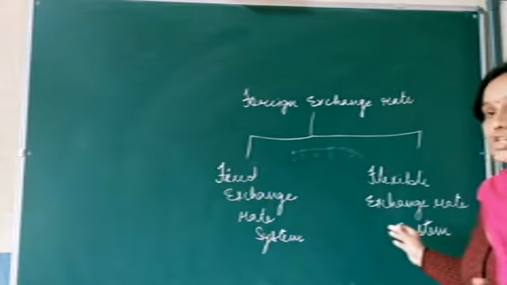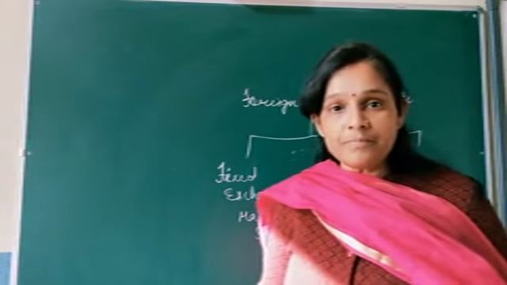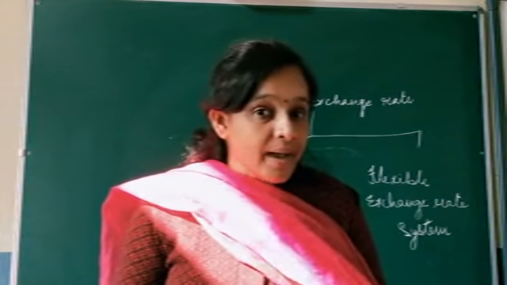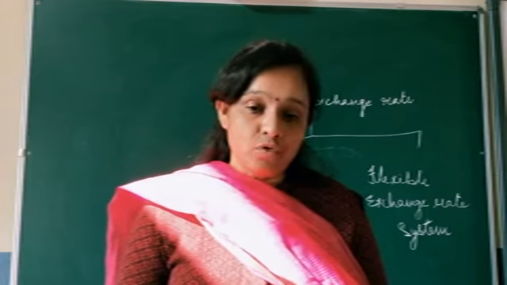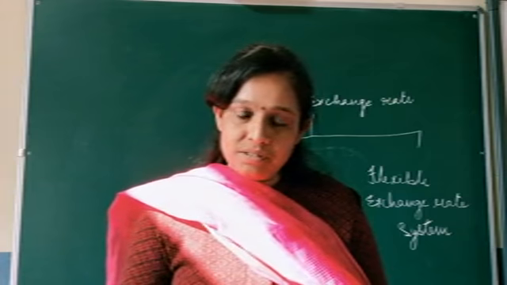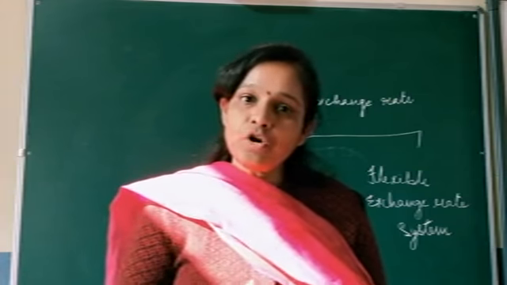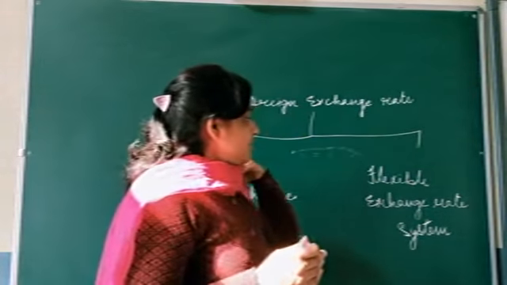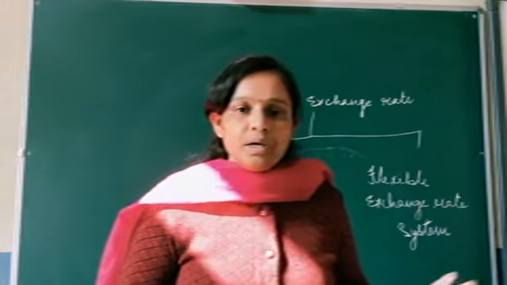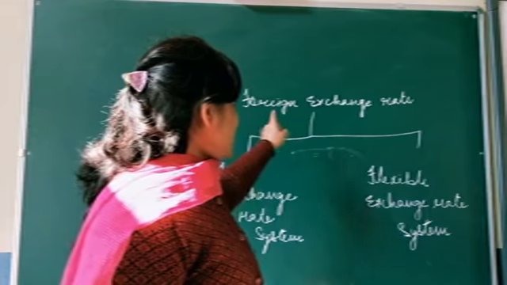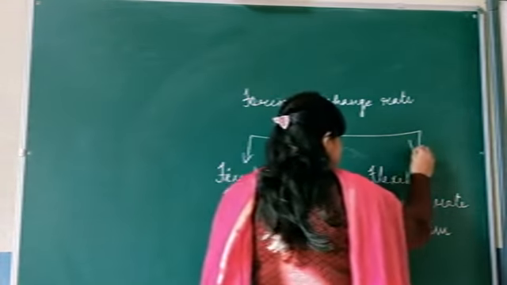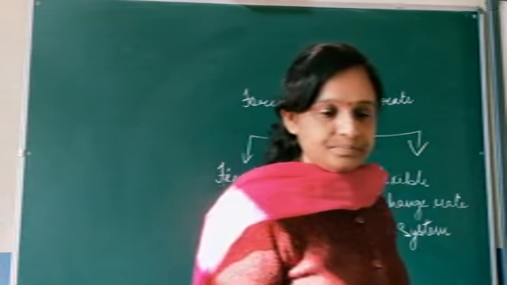But what is flexible exchange rate system? Flexible means here the rate of exchange is determined not by the government but by the two market forces, that is demand and supply. When the two market forces determine the rate of exchange, that system is called flexible exchange rate system. Is it clear to all of you? So now make a chart. Foreign exchange rate system, we have two types, fixed exchange rate system and flexible exchange rate system.